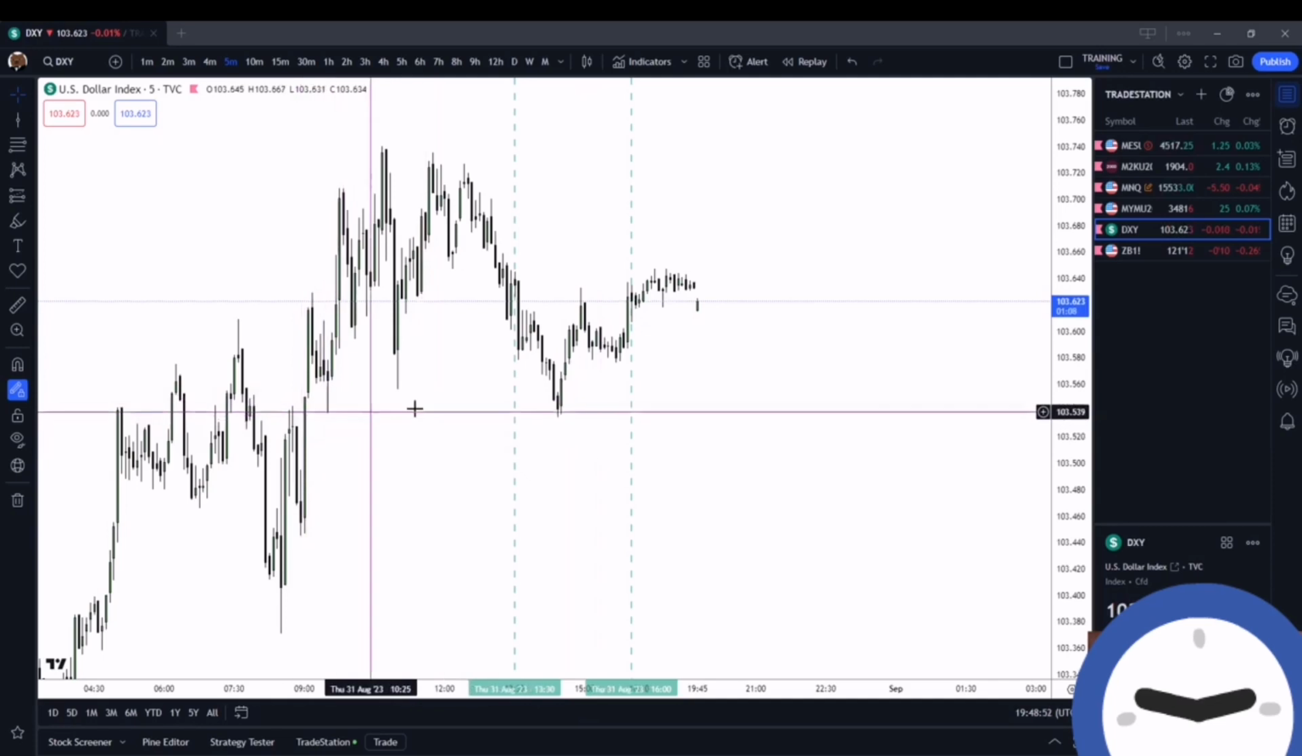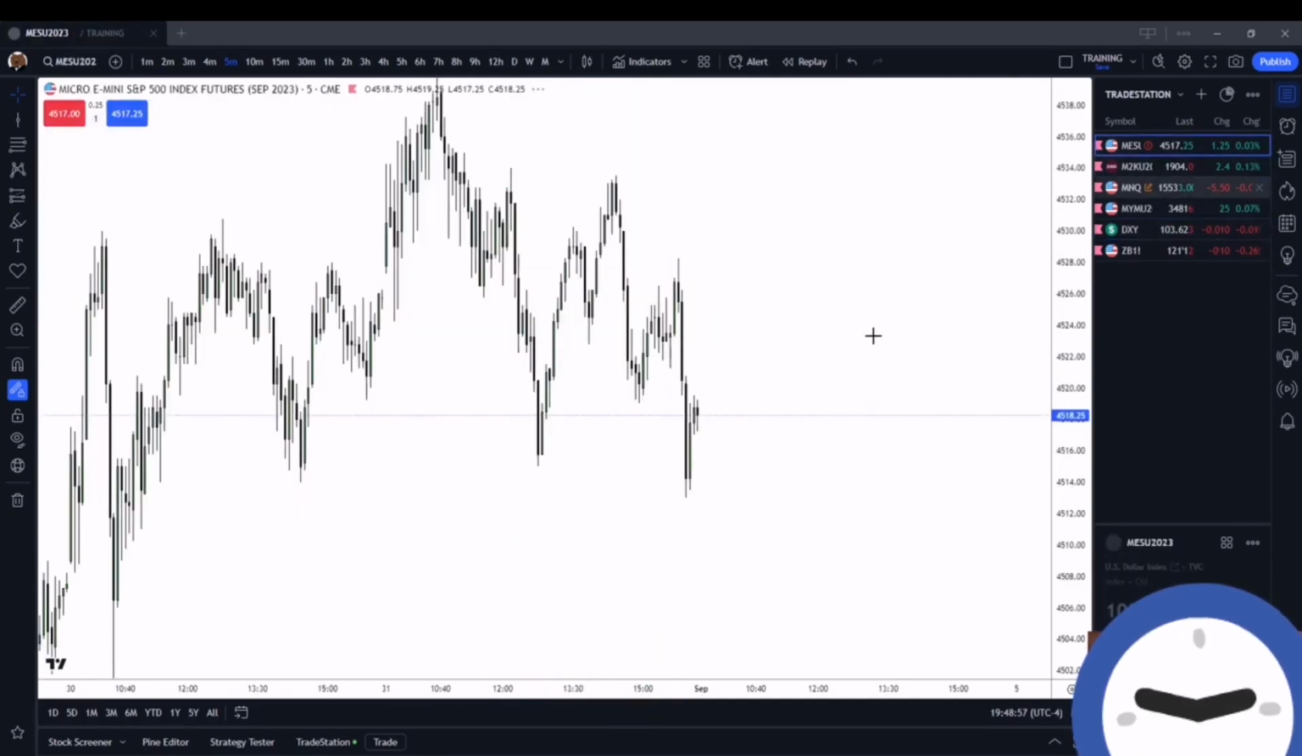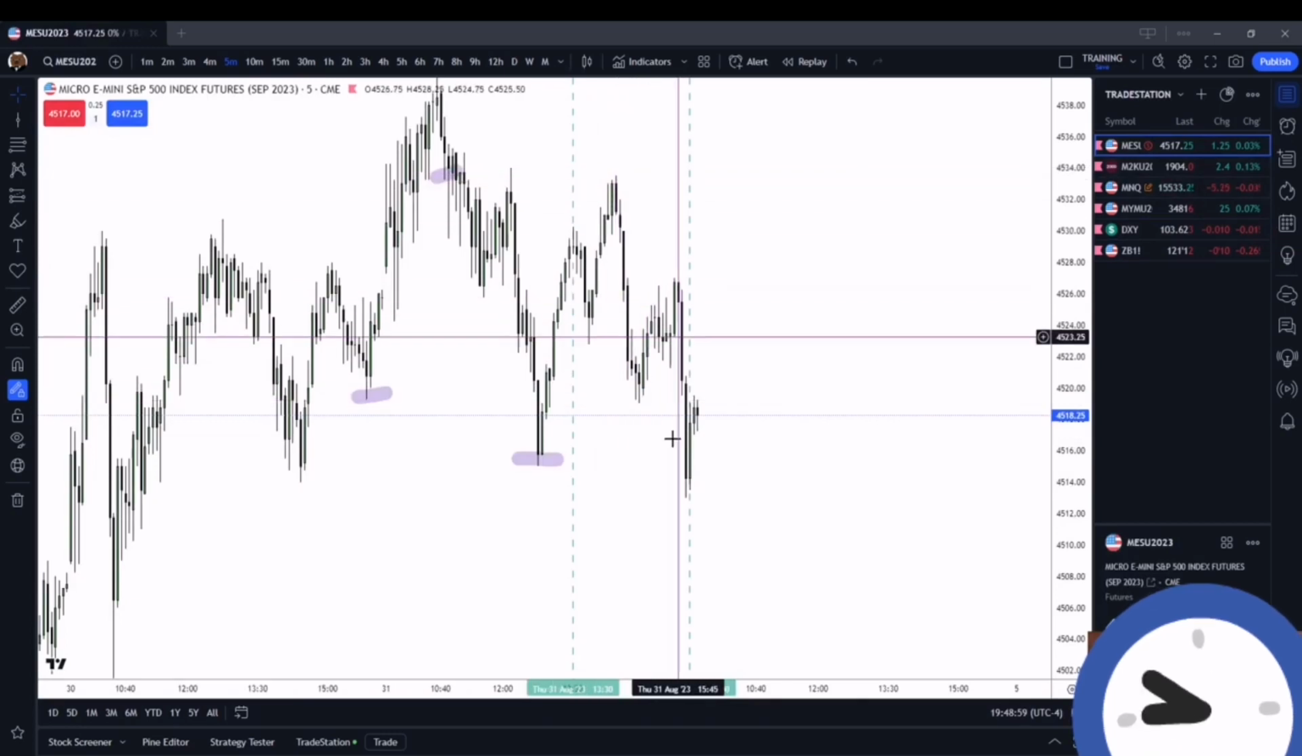You can see with my cursor, if you saw that the dollar index was rallying during the PM session, that coincided with the S&P 500 trading down, so you could have used your intermarket relationships there to see that.